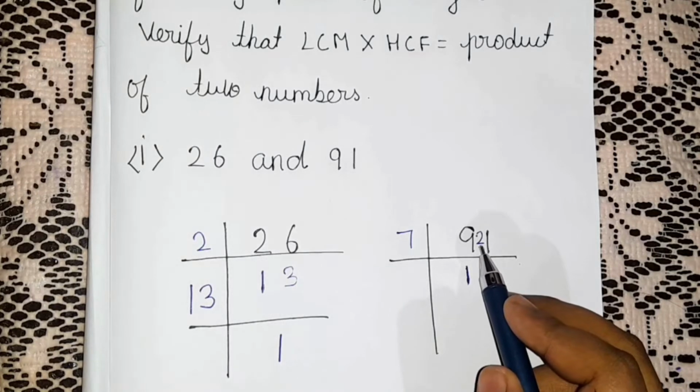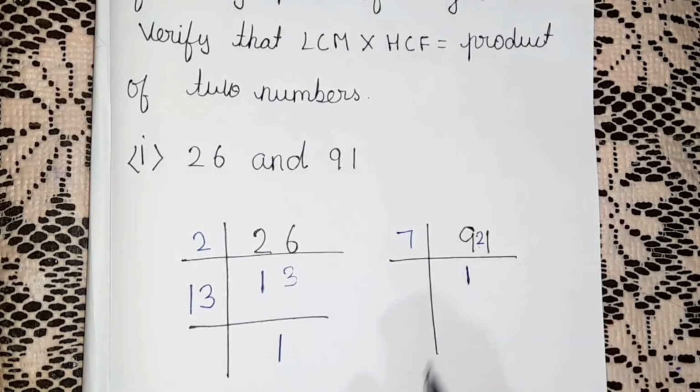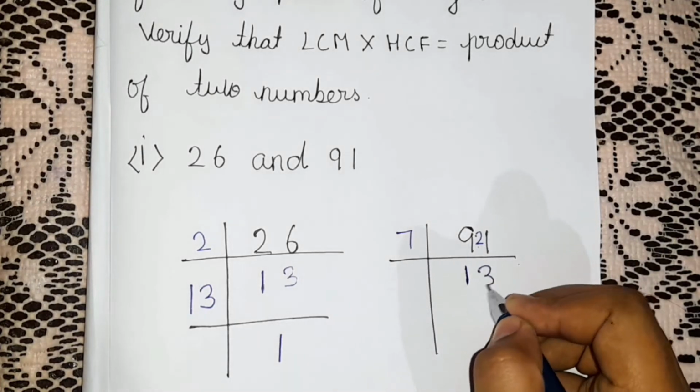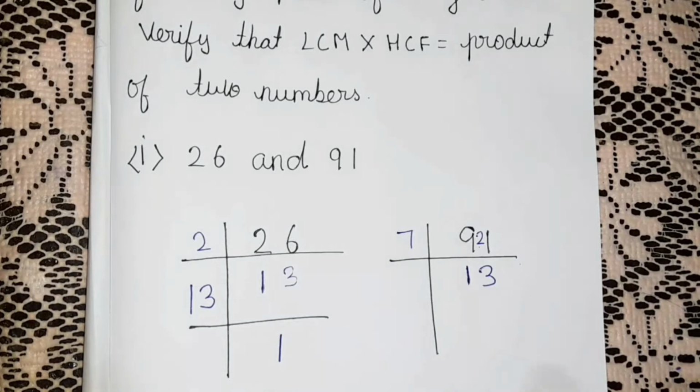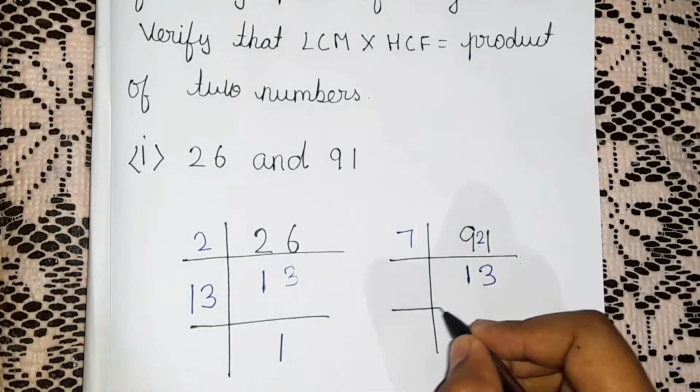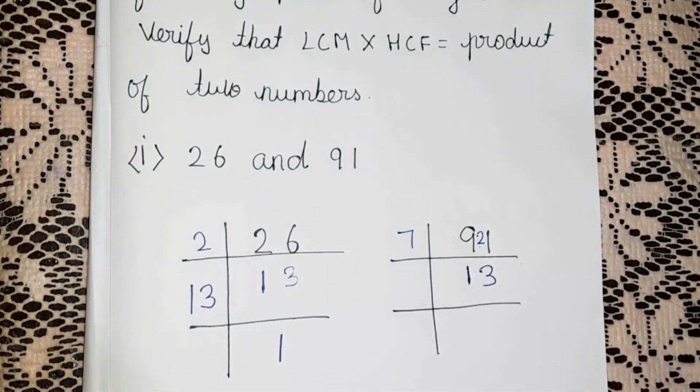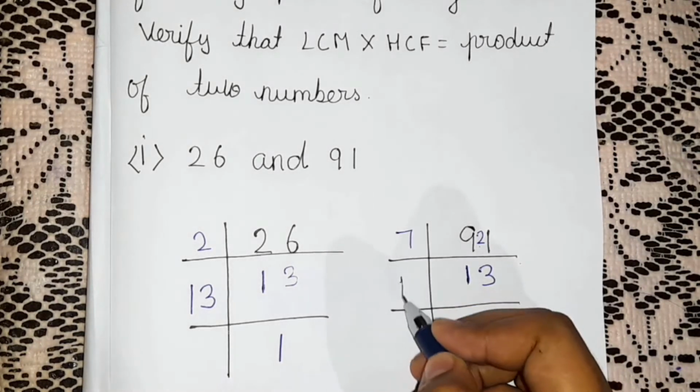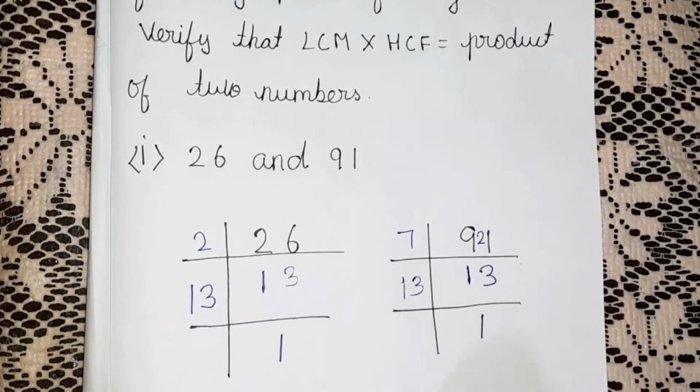So when we write 2 and 1, it is 21. In 7 table, 7 3s are 21. So we shall write 3 here because 7 3s are 21. And then we shall solve this also. So here it is 13. 13 is a prime number, so we shall write 13 here because 1 13 is 13.